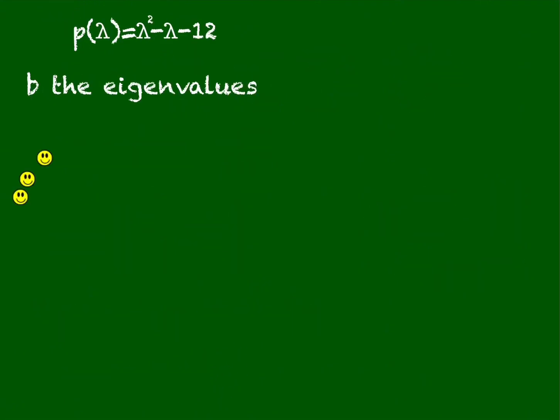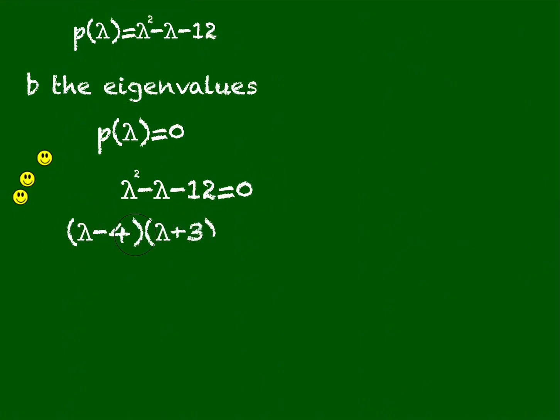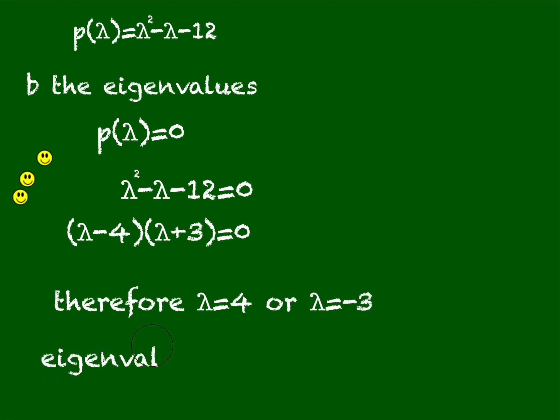Now part B asks us to find the eigenvalues of the matrix A. When the characteristic polynomial equals 0, the roots of the equation are the eigenvalues of the matrix A. To find the eigenvalues from a quadratic equation, we should know either how to factorize it or how to apply the quadratic formula. Obviously, there are two options: either lambda minus 4 equals 0 or lambda plus 3 equals 0. There are two options, lambda might be 4 or -3. It means the eigenvalues are 4 and -3.